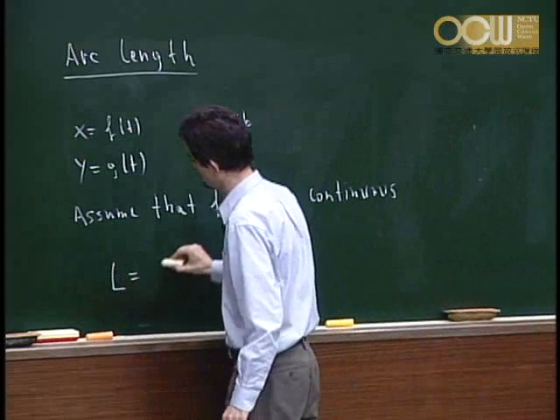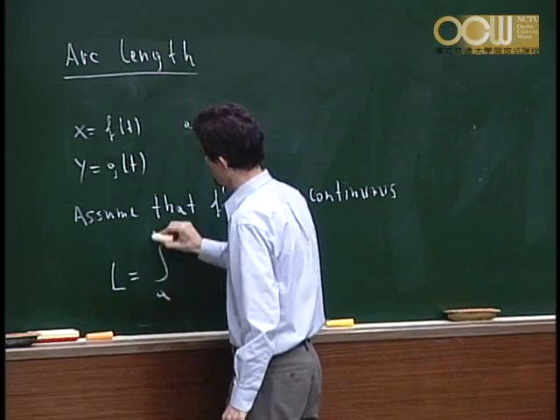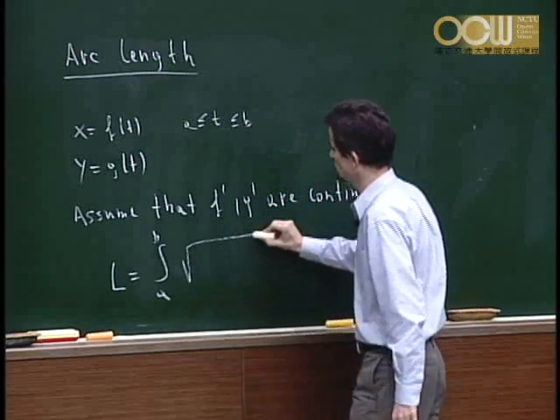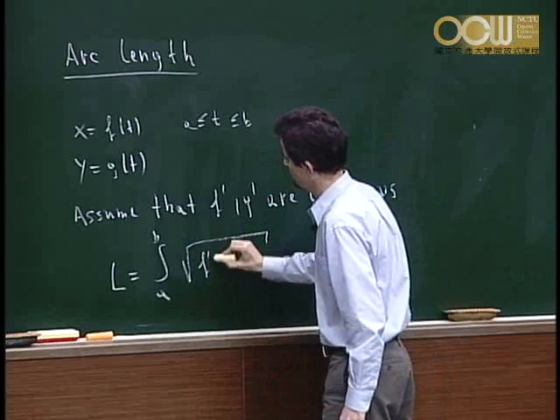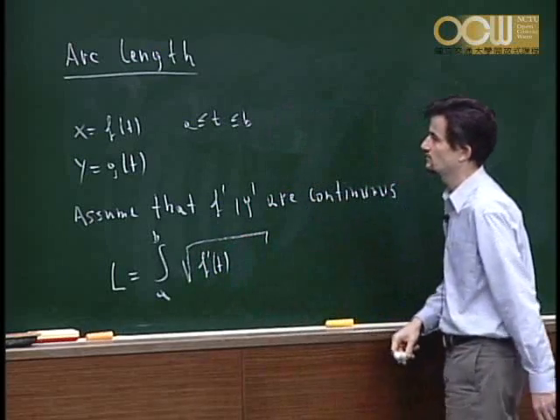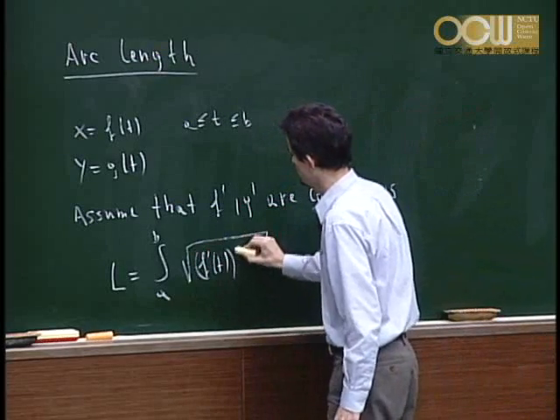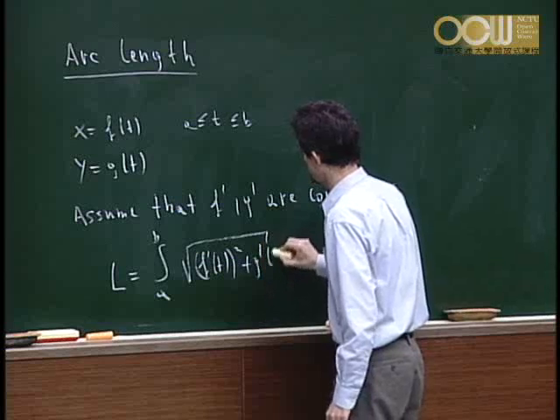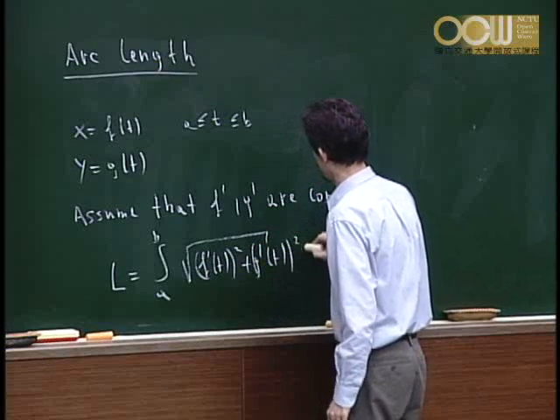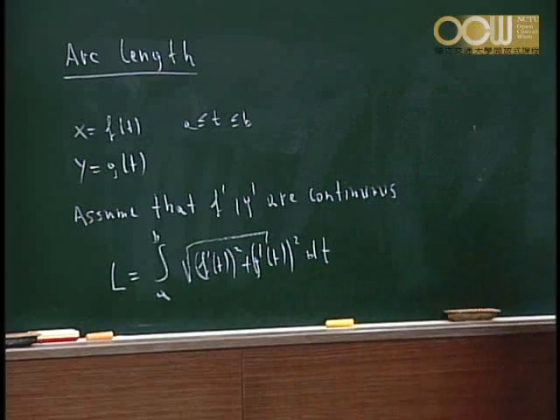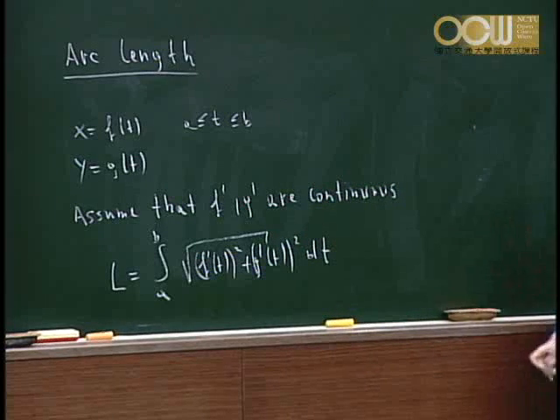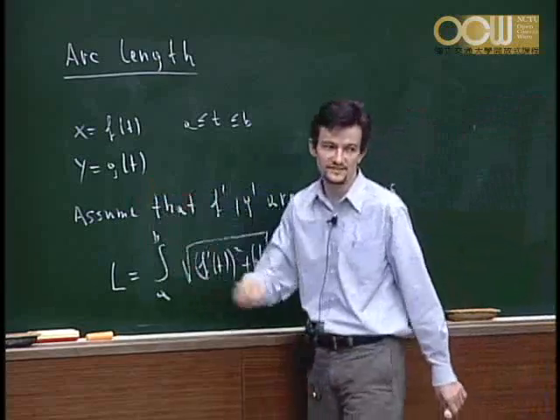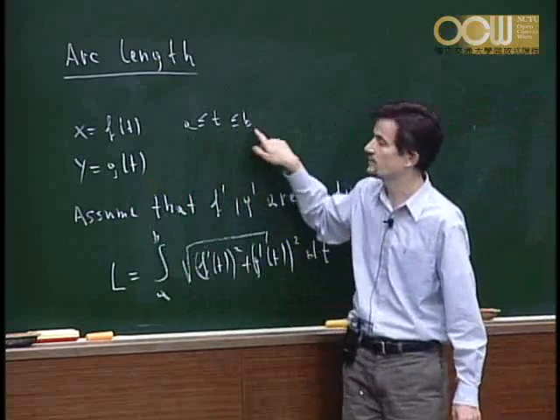So L is equal to the integral from A to B of the square root of the derivative of f with respect to the parameter squared, plus the derivative of g with respect to the parameter squared, dt. So this was the so-called arc length formula last semester. Maybe I should say that the curve is only traced once as t goes from A to B.